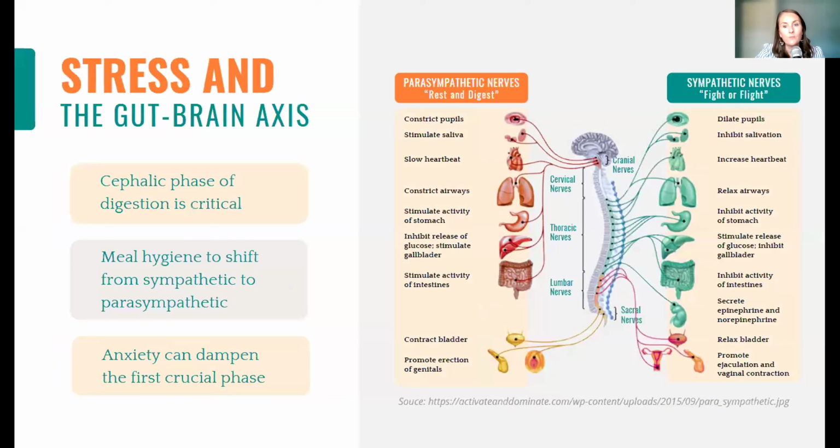And I want to show you how this all works. So, the first phase is really this gut brain axis, the cephalic phase of digestion. So, how is the client getting into a rest and digest state? You can see the picture here on the left-hand side. This is the rest and digest.